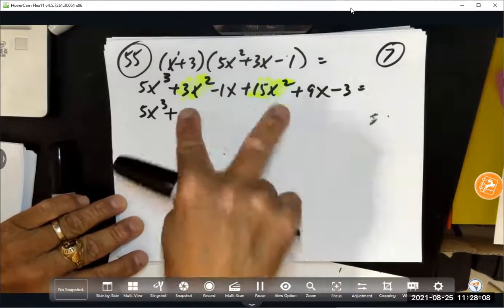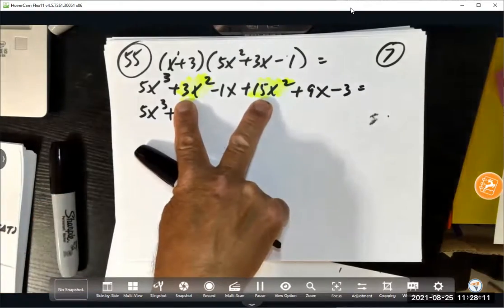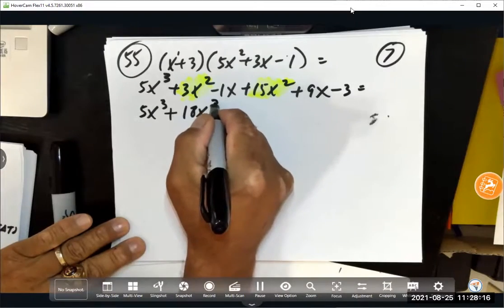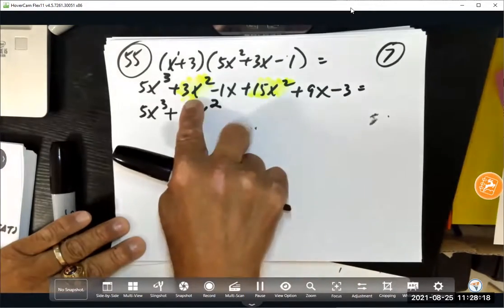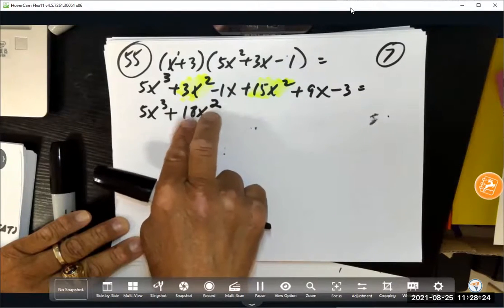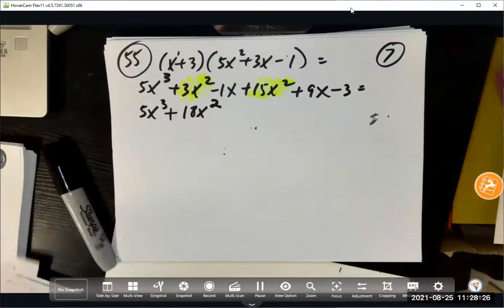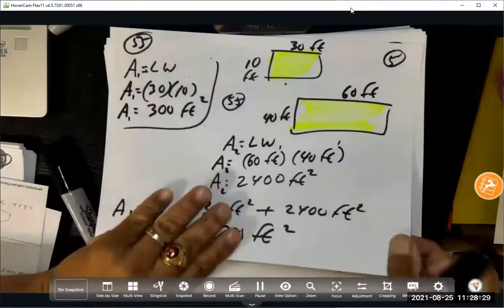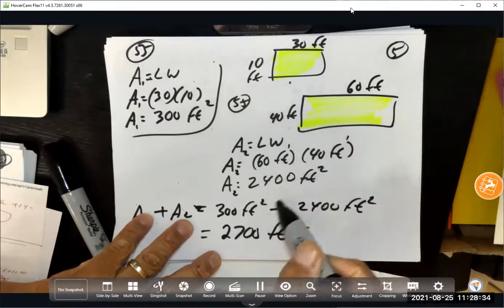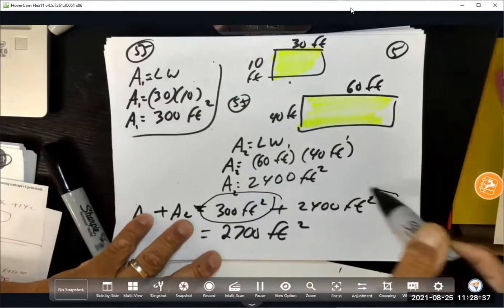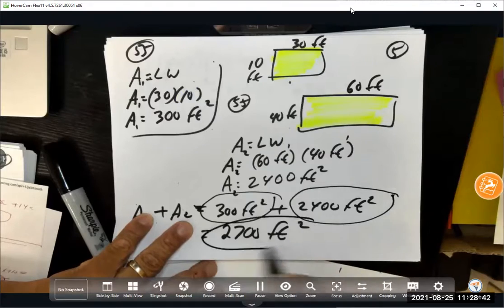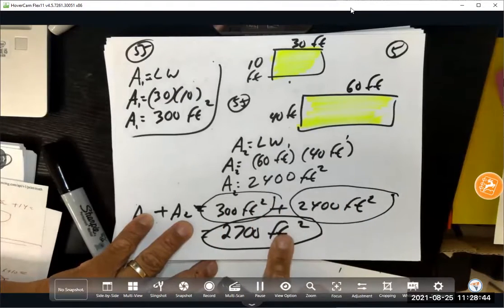How much? 18x to the second power. Remember, like square feet and square feet, it's still gonna be square feet. Does that make sense? Okay, let me go back. Let me show you something else. Remember how we added this? We had the area and the area, right? The area was 300 square feet and 2,400 square feet. It was 2,700 square feet. Square feet is still square feet.